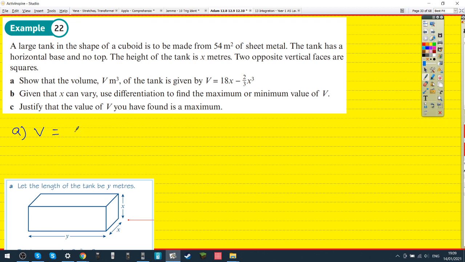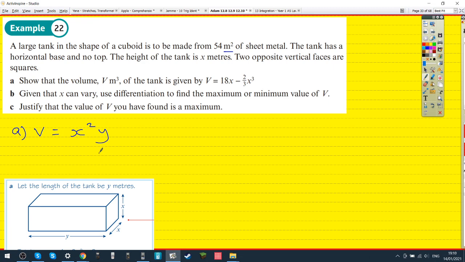Well, we don't know what the height is. Height's x. Yeah, it's x. So let's do it in terms of x and y. What's the volume? Well, we know it's 54 meters squared of sheet metal. That's area. Oh, okay, volume. What, y times x times x? That's it. Or y times x squared? I'll just do it alphabetically. x squared y. Looks a bit weird. Volume is x squared y.